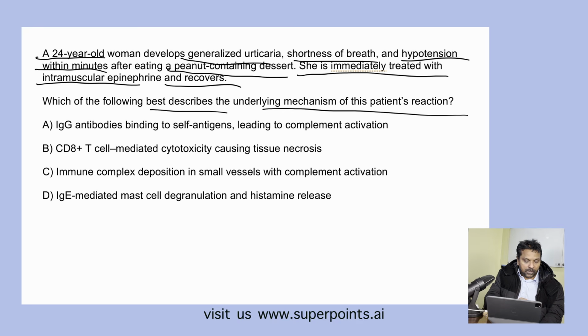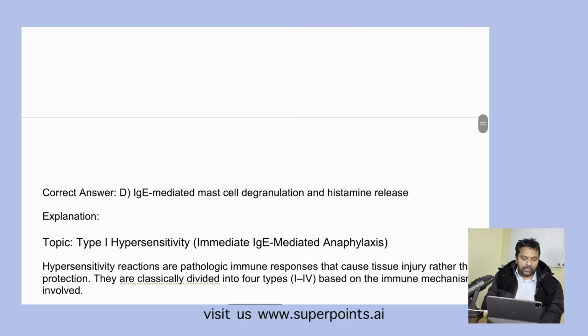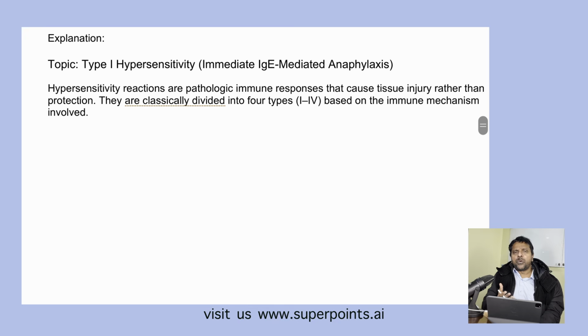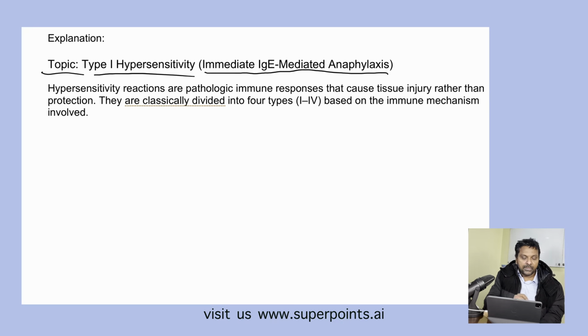The correct answer here: if you are seeing symptoms within minutes of eating peanuts, obviously you are getting a type 1 hypersensitivity reaction. Type 1 hypersensitivity reaction happens through option D, IgE-mediated mast cell degranulation and histamine release. Very, very important, because that is one of the most common things you see in clinical practice. The topic here is type 1 hypersensitivity, immediate IgE-mediated anaphylaxis.